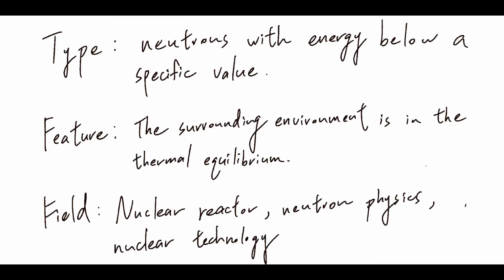In reactor physics, neutrons with energy below a few electron volts are usually called slow neutrons. In the application of neutron physics and nuclear technology, neutrons with energy of about 1 kilo electron volt are called slow neutrons. Thermal neutrons are slow neutrons in thermal equilibrium with the surrounding environment. Slow neutrons often appear in the heat reactor of nuclear reactors.